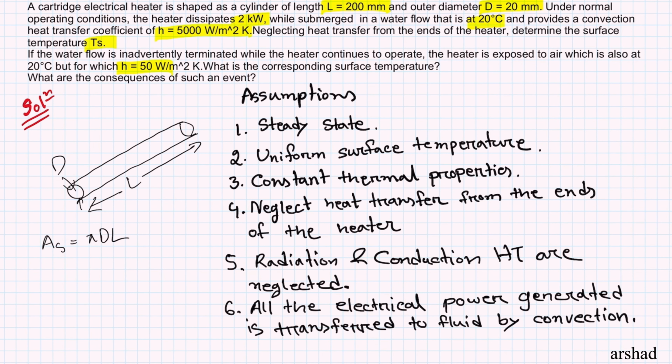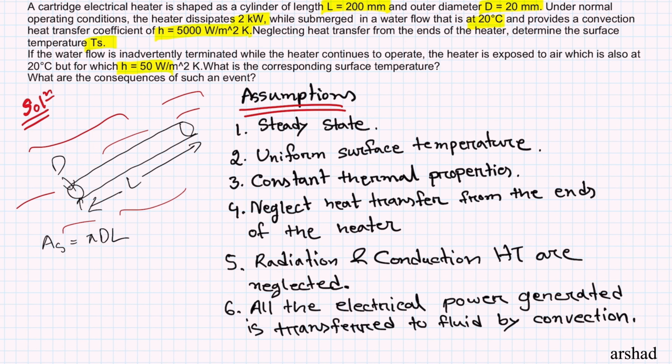We make the following assumptions to solve this problem. We assume that the problem is solved under steady state conditions. So the temperature anywhere on this cylindrical cartridge heater or the fluid that is around this cartridge heater, or to be precise the bulk temperature of these two things, does not vary with time. After that we assume that the surface temperature is uniform.